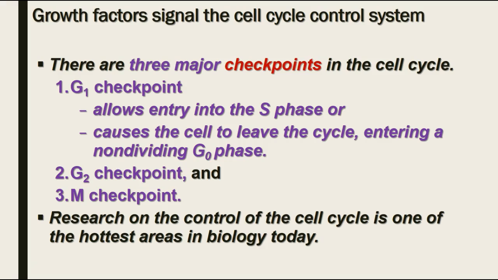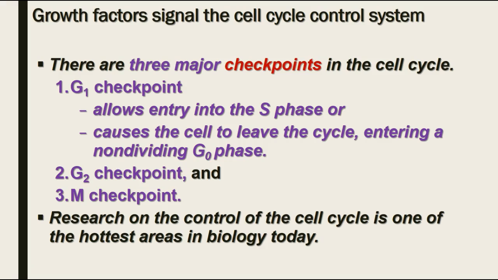Sometimes something causes the cell to leave the cycle at the G1 place, and some cells enter a non-dividing G0 phase. So when they're crowded together, or when there are certain kinds of cells that have different kinds of growth factors involved with them, they end up in this non-dividing G0 phase, and they'll stay there for a long time until it's necessary for them to divide.